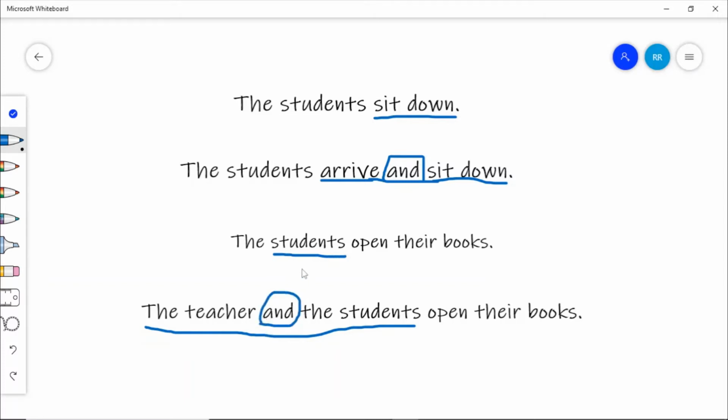Okay, so this is what I want you to remember. When we say compound, it means more than one. We can have a compound predicate, more than one. We can have a compound subject, more than one. Let's look at some examples. First, actually, let's read the rules.